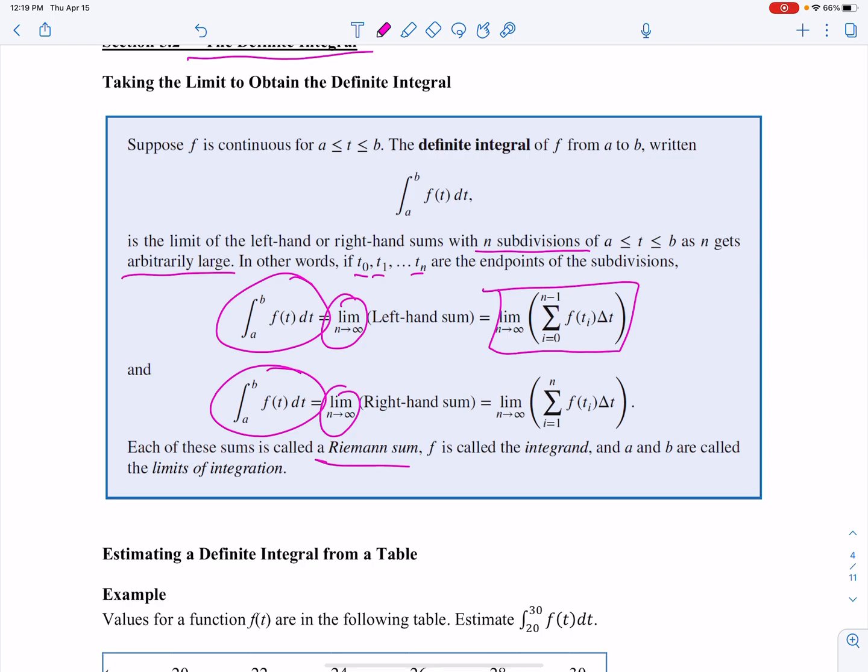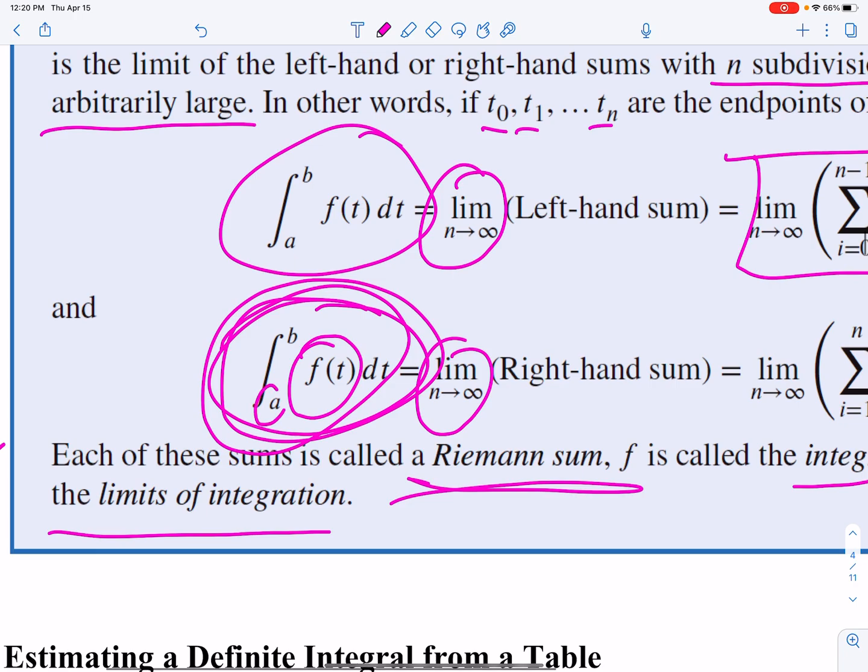Each of these sums is what's known as a Riemann sum. I say Riemann, but I could be wrong. f is called the integrand, and a and b are called the limits of integration. Just some terminology for you, make sure you know that. Again, this whole thing is called the Riemann sum, your function is the integrand, and these little guys here, a and b, are the limits of integration.